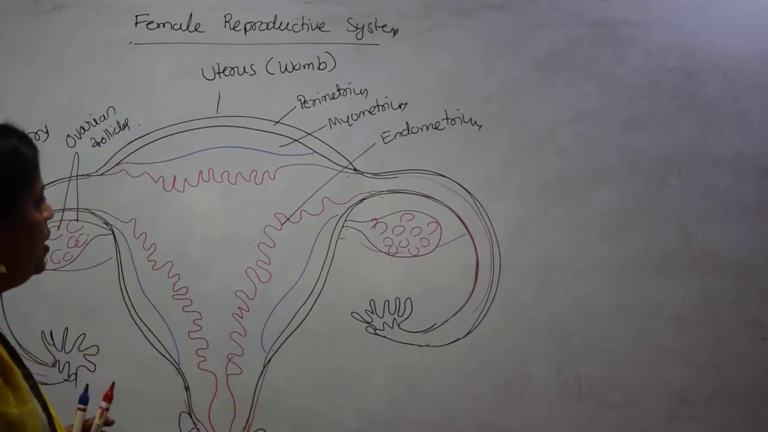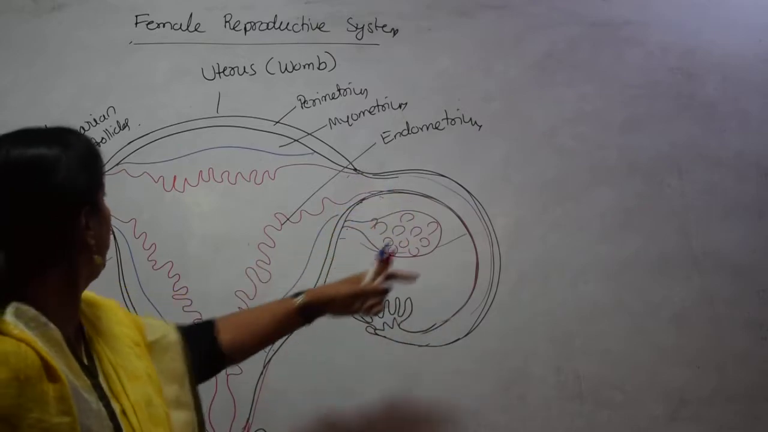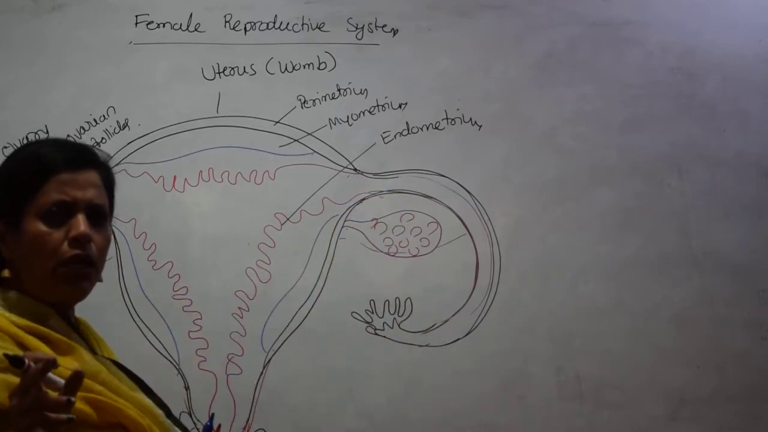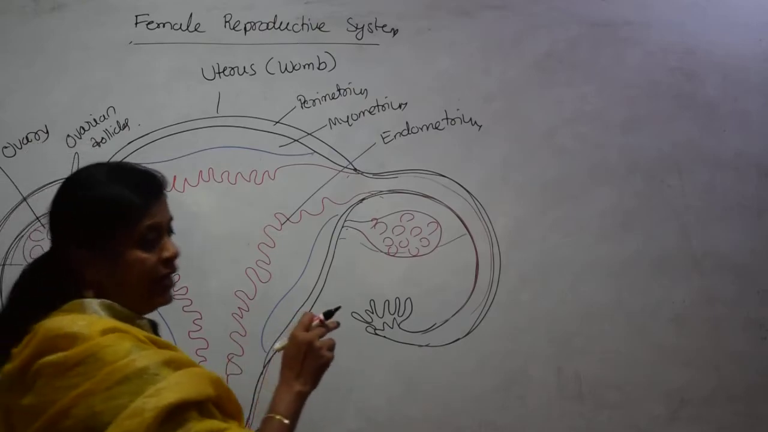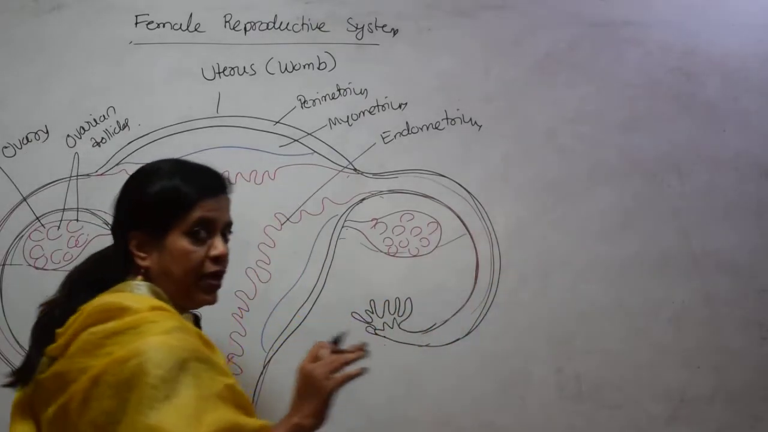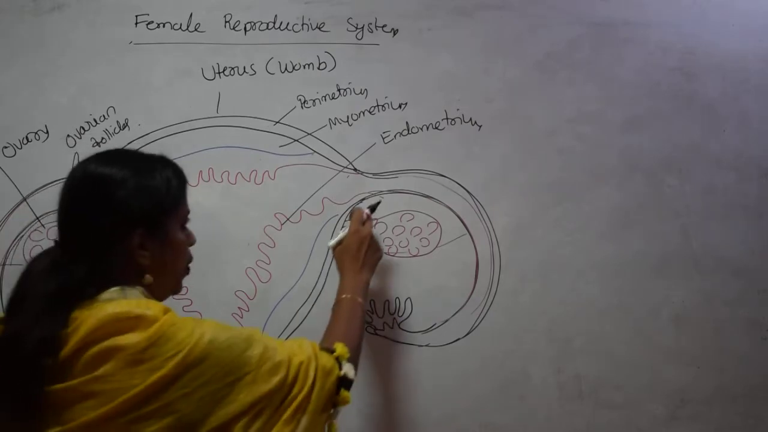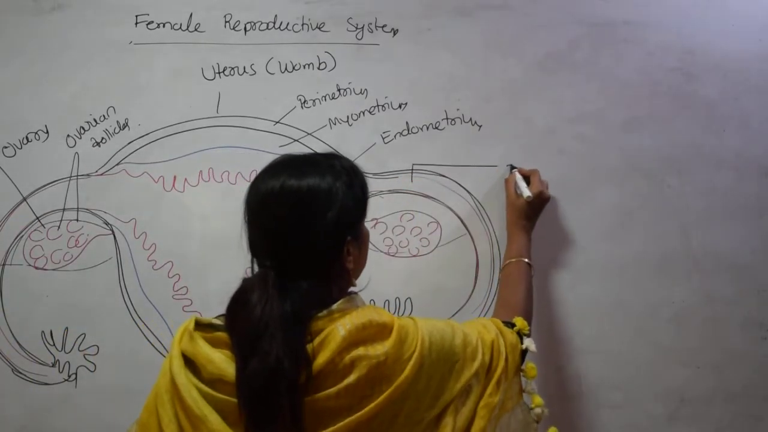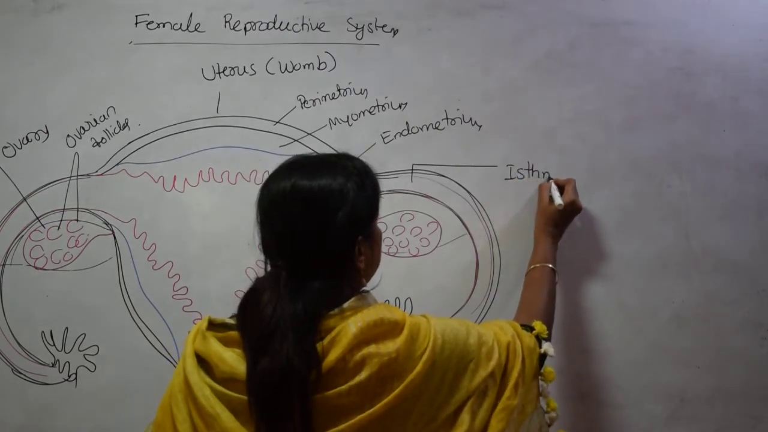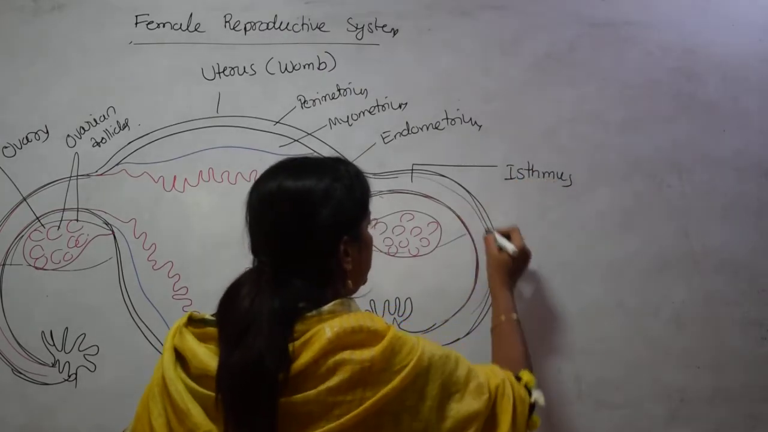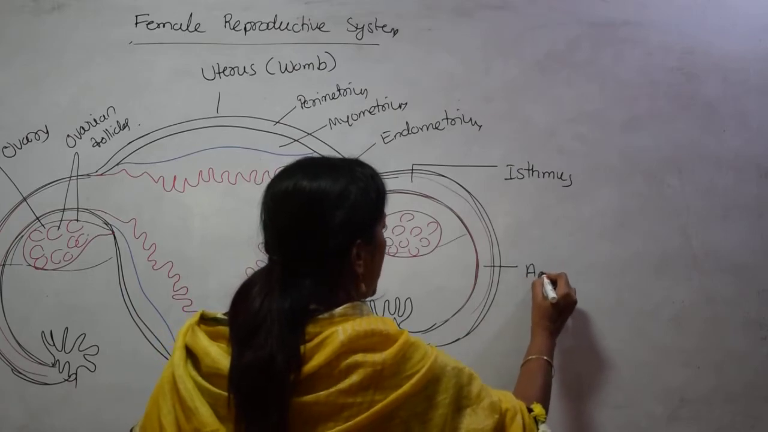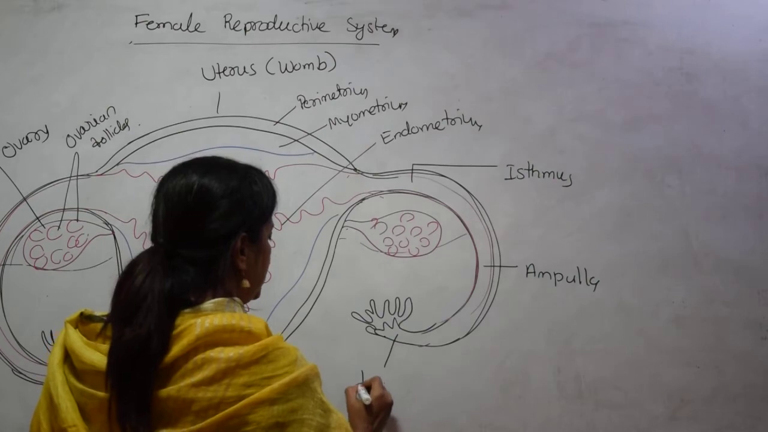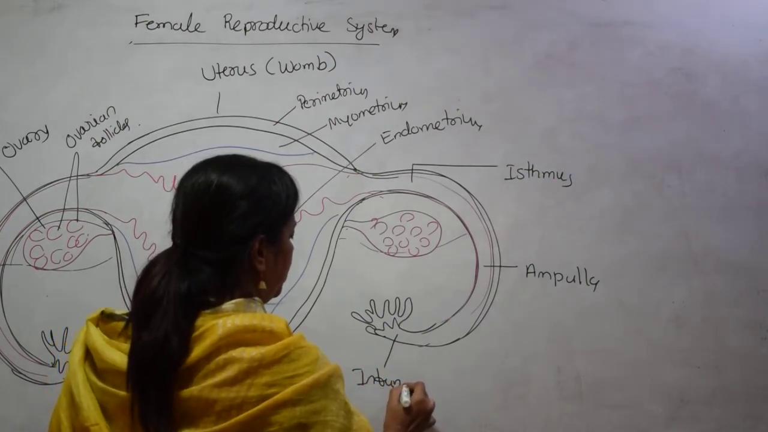Okay? Then this whole thing is the fallopian tube. Here is one fallopian tube. Actually the fallopian tubes are biologically called the oviducts. This whole fallopian tube can be divided into three parts. The one which is attached to the uterus, we call the isthmus, and the curved one we call the ampulla, and the last portion is called the infundibulum.